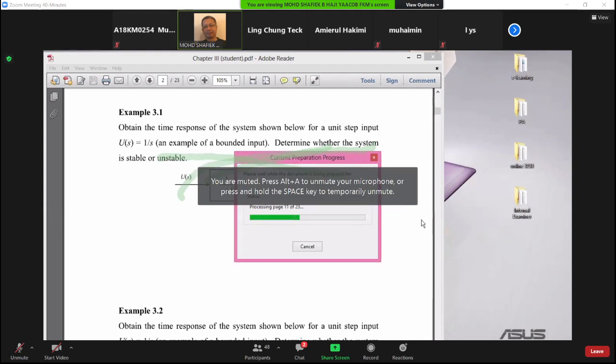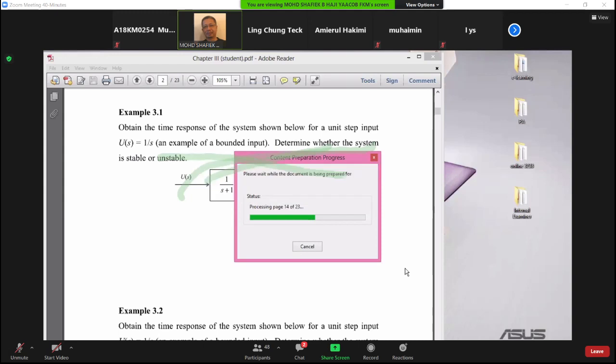Okay, so we were discussing what makes the system become stable or unstable, mathematically speaking. Why is my computer so slow today? Probably it's about time for me to get a new one.